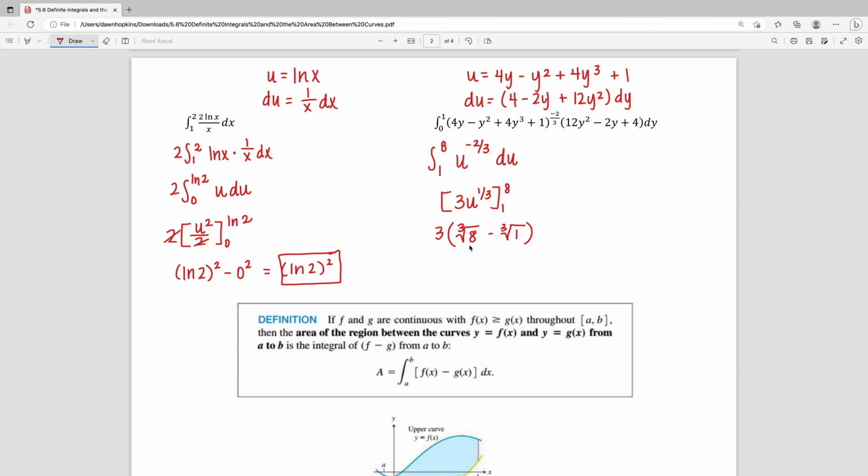The cubed root of 8 is 2. The cubed root of 1 is 1. So we have 3 times 2 minus 1. 3 times 1 is 3.